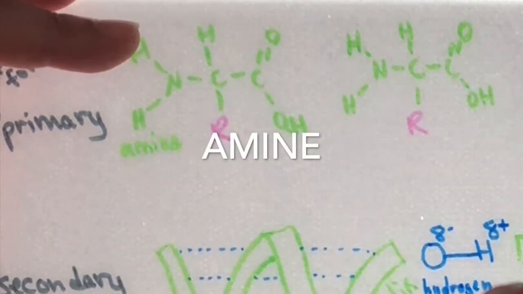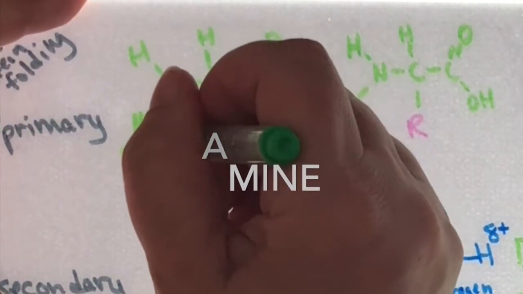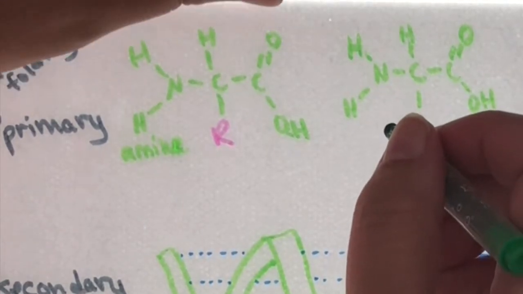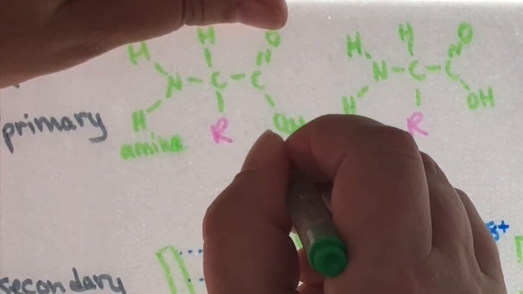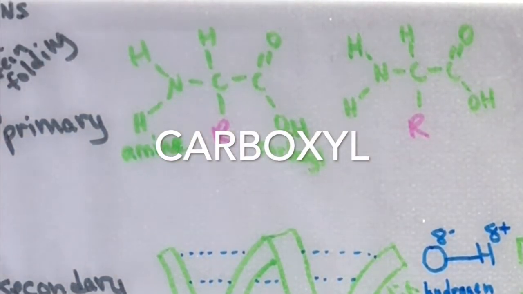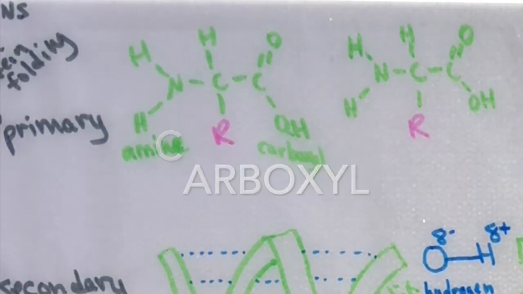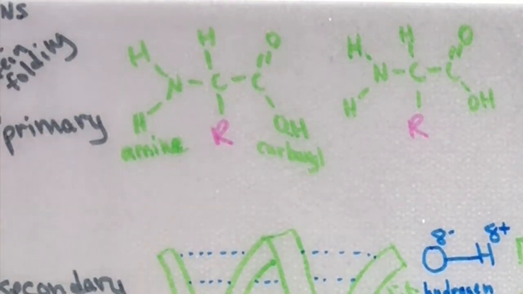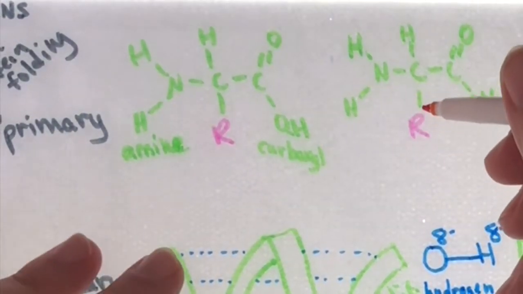Let's go ahead and label the amine end, A-M-I-N-E, and the carboxyl end. The carboxyl end is also called the acid end or carboxylic acid. So that's how an amino acid gets its name. It has an amino end and it has an acid end.